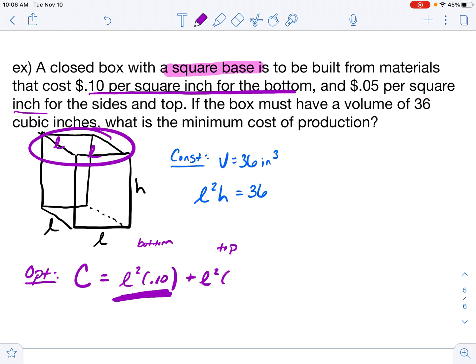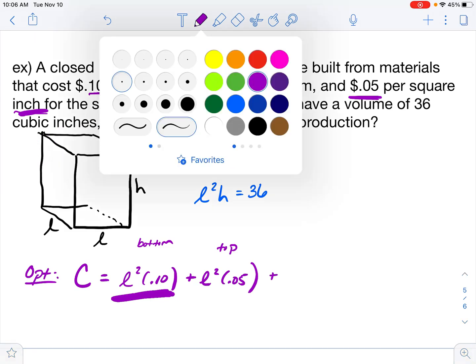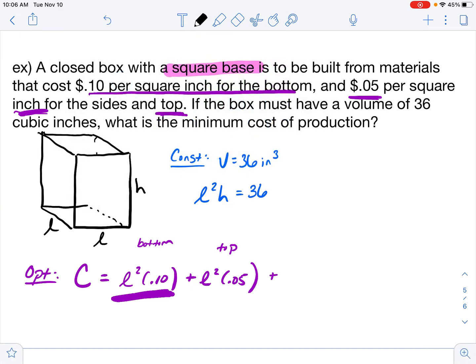10 cents per square inch for the bottom. That's that bottom. Top is 5 cents per square inch for the top. So the area is L squared. The cost is 0.05, okay? Then we've got the sides. Now, all the sides are the same cost, 5 cents per square inch.